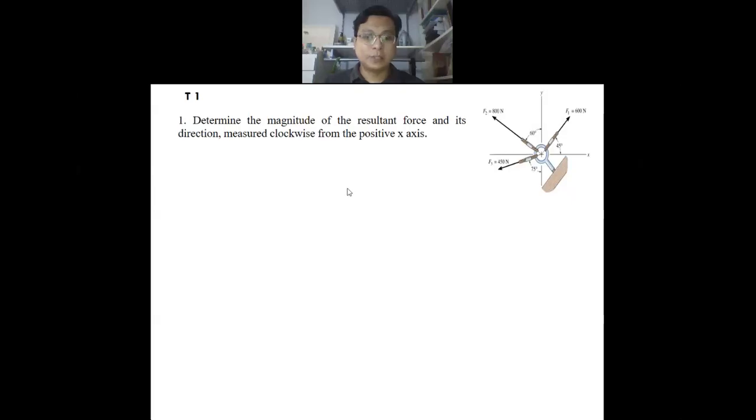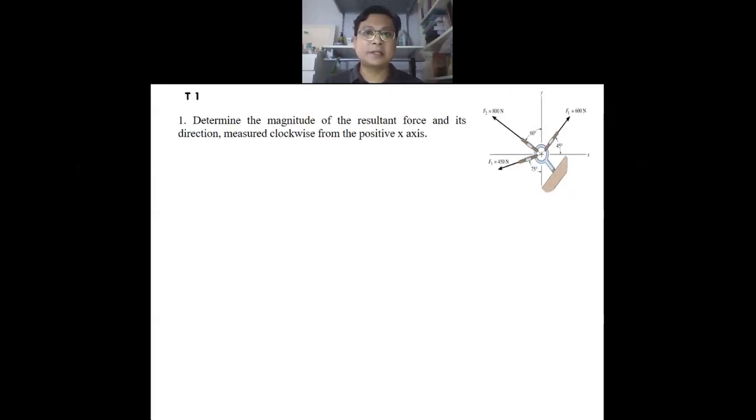Now we start tutorial 2, how to solve resultant force. We try to answer as we know what you learned in the class before we start the solving.